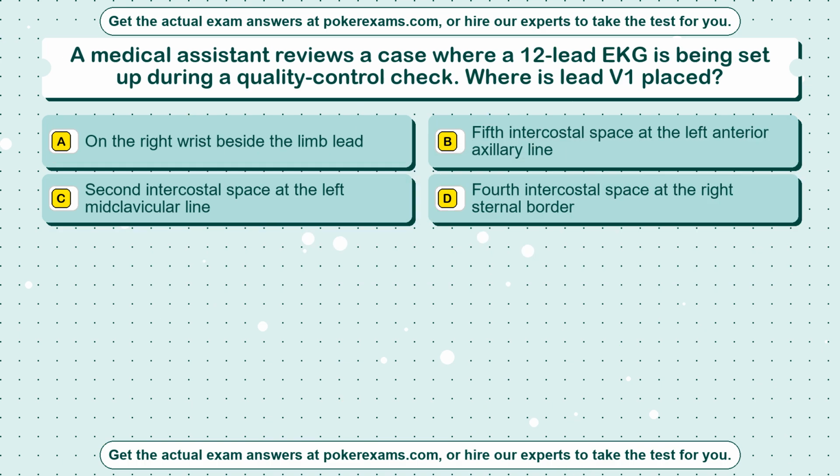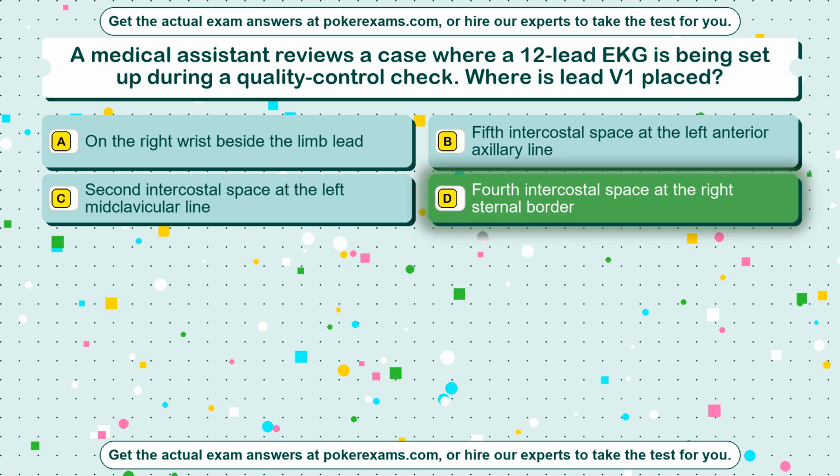Question 29. A medical assistant reviews a case where a 12-lead EKG is being set up during a quality control check. Where is lead V1 placed? Option A, on the right wrist beside the limb lead. Option B, 5th intercostal space at the left anterior axillary line. Option C, 2nd intercostal space at the left midclavicular line. Option D, 4th intercostal space at the right sternal border.